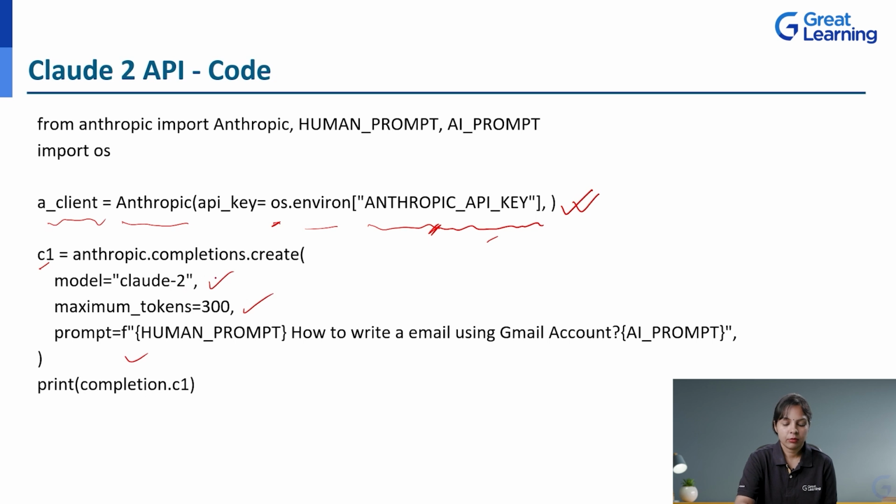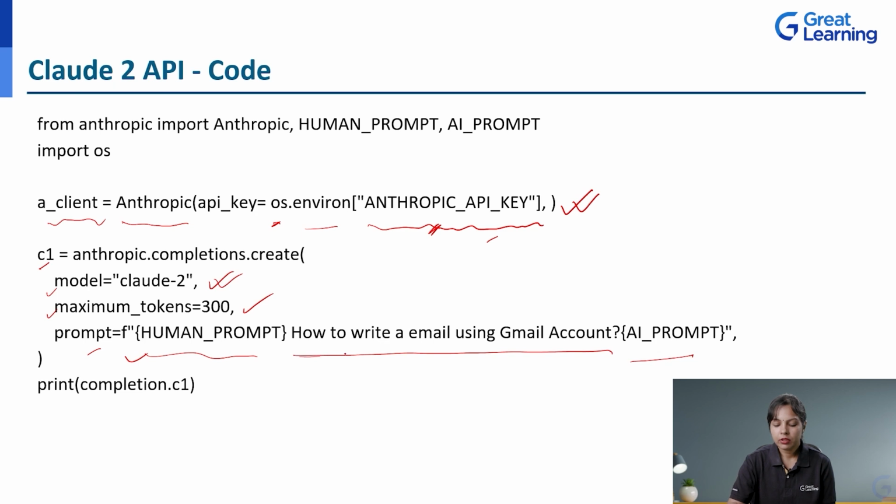This is fixed, you cannot change that. The model will always be Claude-2. Maximum tokens you can change, give it whatever you want. I have given the value 300 here. Now the prompt. Make sure these keywords are the same: model, max_tokens_to_sample, and prompt. These are not to be changed. The prompt should be provided here: HUMAN_PROMPT, then write the prompt which you want to provide as input to get the response from Claude, and then write AI_PROMPT here.